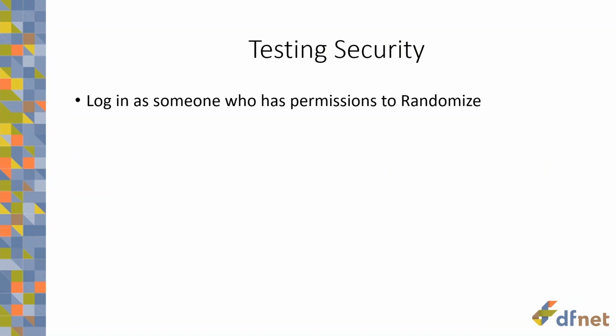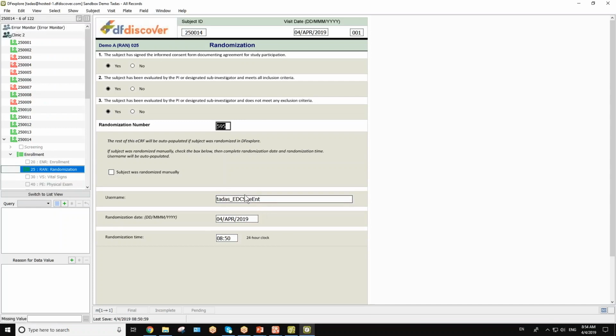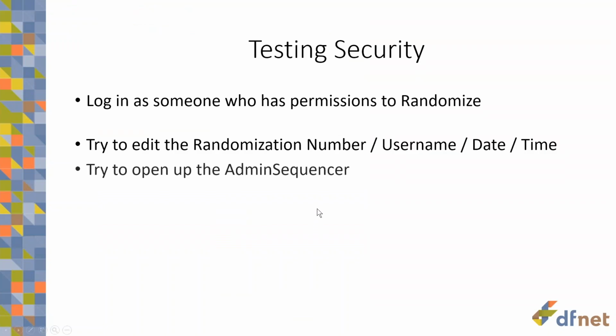Test security. So this is ensuring that people can't manipulate data. Try and edit the randomization number, username, date, and time of those fields. You shouldn't be able to edit any of those. So if I'm inside of here, I cannot type and override any of the values here. So they are hard-coded to ensure that people don't alter things.